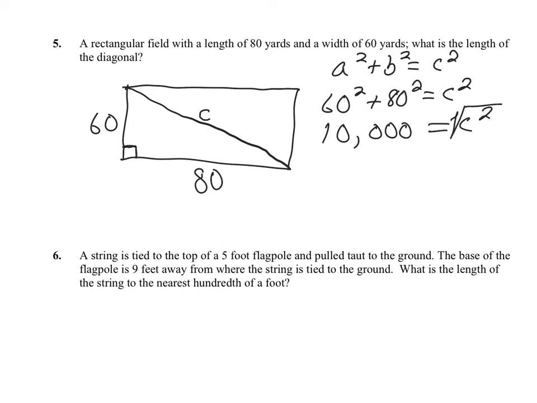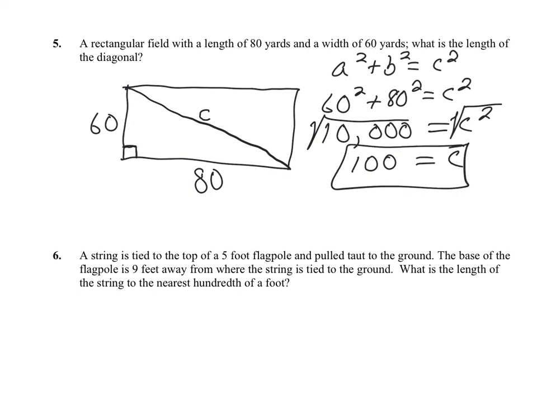And I go square root. And so in my calculator, I type in second function square root 10,000 equals 100. 100 is equal to C.